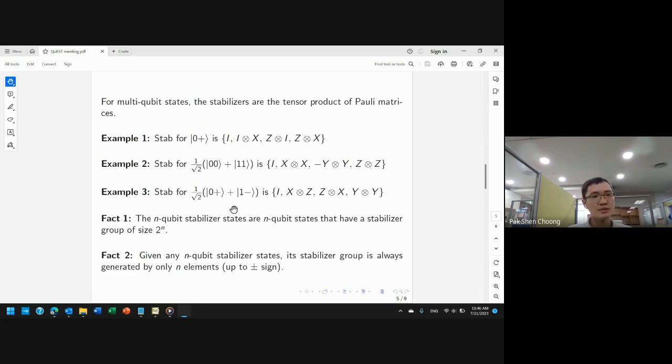So for example, for the cluster states, usually we are just specifying XZ and then ZX. And then identity and Y tensor Y is sort of implied. So similarly for these Bell states, we usually just specify XX and ZZ.